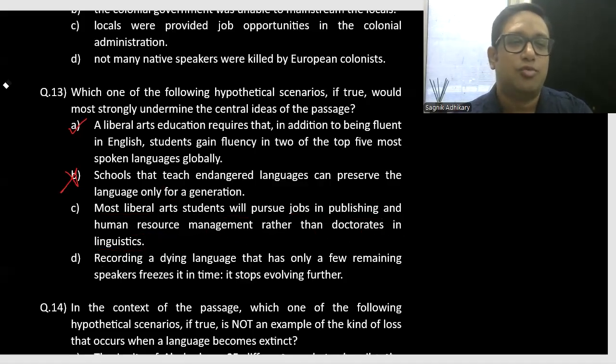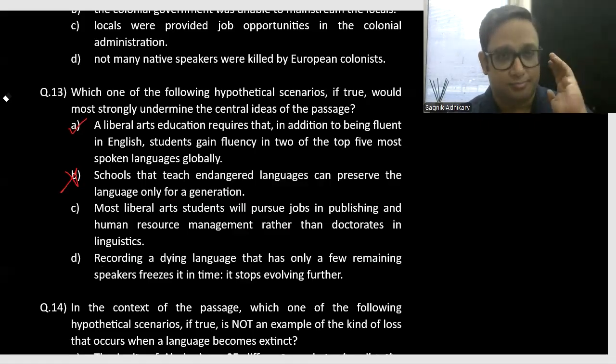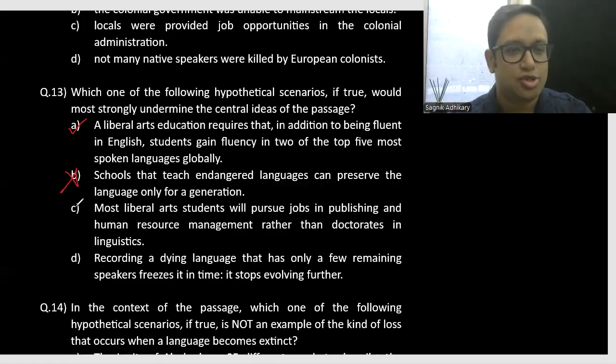Doctorates in language would be the scenario that will bring us close to the third last paragraph, where educators would go to far lengths to preserve languages. So this is also aligned with the information given in the passage, the second last and third last paragraphs. Not the answer.